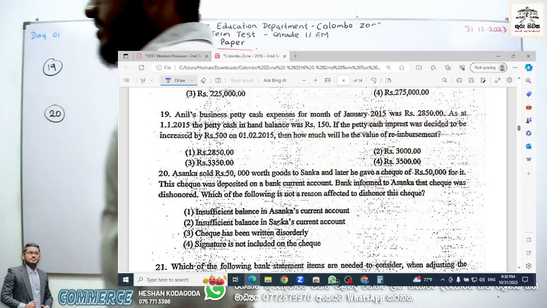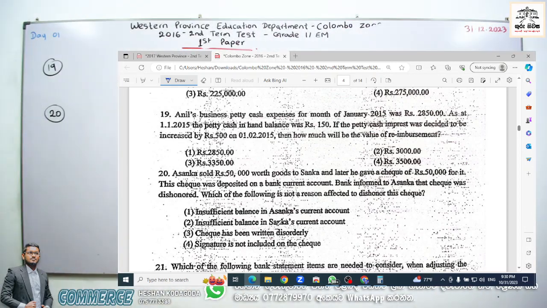Okay, let's do question number 90. We don't have enough time. Anil's business petty cash expense for the month of January 2015 was 2850. As at 1st January 2015, the petty cash in hand balance was rupees 150. The petty cash imprest was decided to increase by rupees 500 on February 1st. Then show how much will be the value of reimbursement.